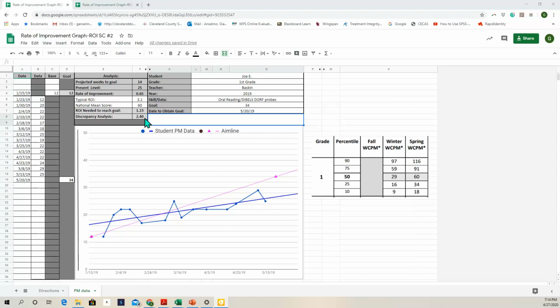Of course, another way that you can do it too is to compare their present level of performance to the percentile score. So at 25, where does that fall? If we go over here and look at our chart, we see that that 25 would fall in between the 10th percentile and the 25th percentile. And that is how you use this rate of improvement graph. Now let's go back and look at some questions and some overall thoughts about the case.